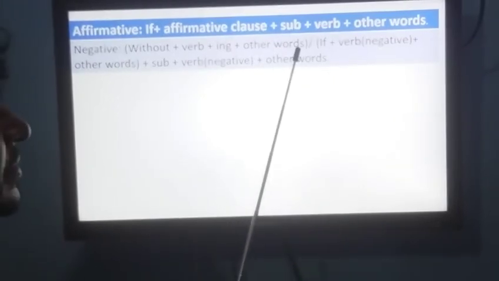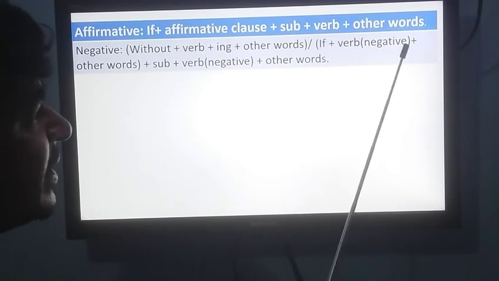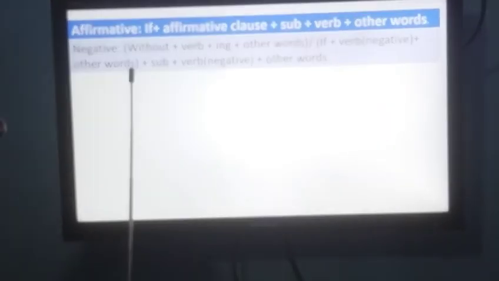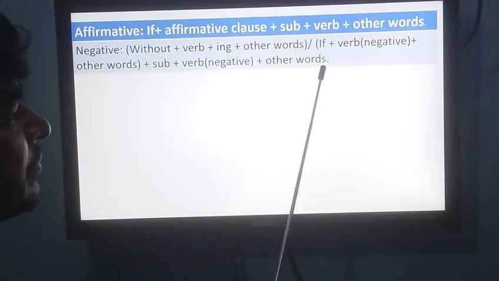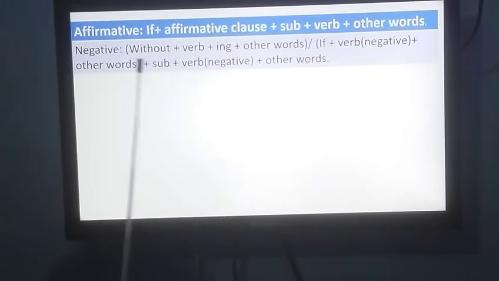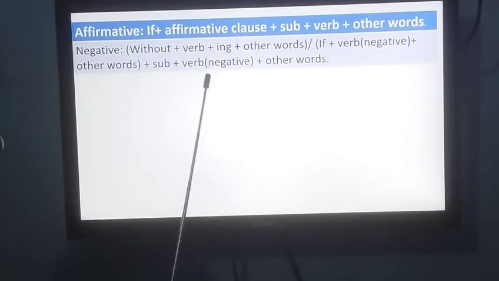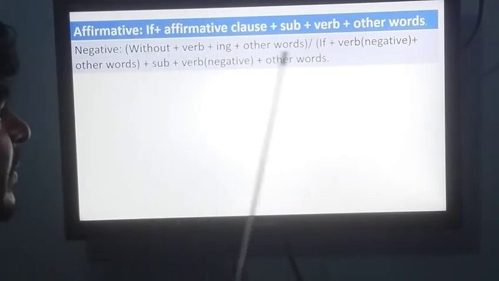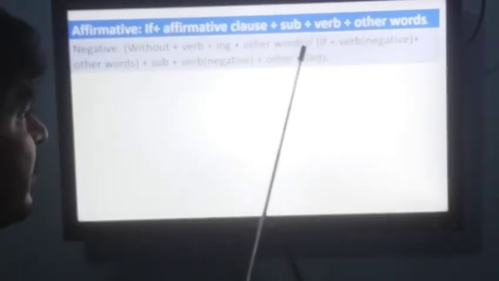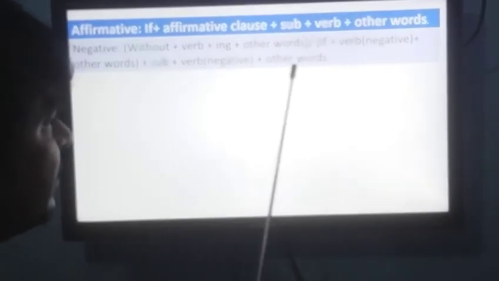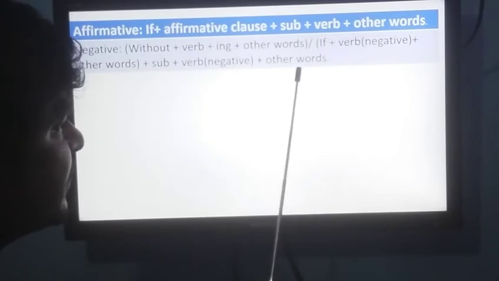In an affirmative sentence, if you get the structure: if plus affirmative clause plus subject plus verb plus other words, you have to use "without" plus verb plus "ing" plus other words, or "if" plus negative verb plus other words of the sentence, plus subject and negative verb, then other words of the sentence. Here are two rules. You can make the sentence negative in any way: this way plus this way, or this way plus this way.